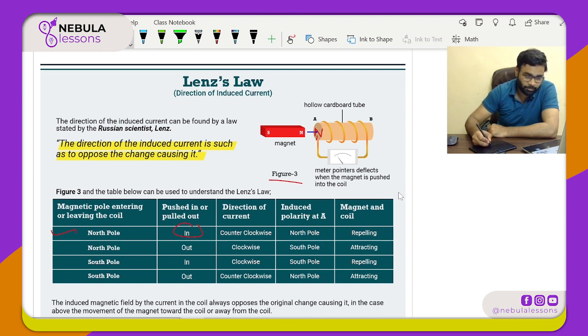When there's a north pole at end A, and this is the north pole of the permanent magnet, obviously you would know that north and north would be repelling each other. So the magnet and the coil would repel each other. Let's consider the second stage of the experiment.